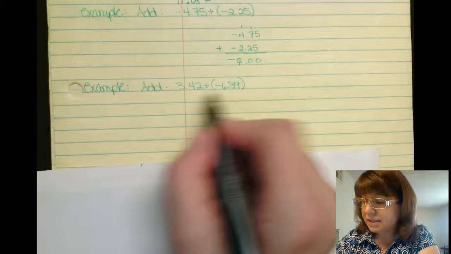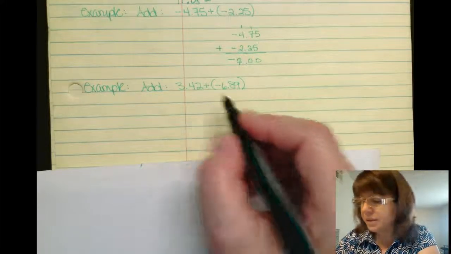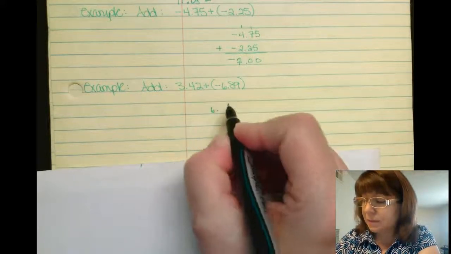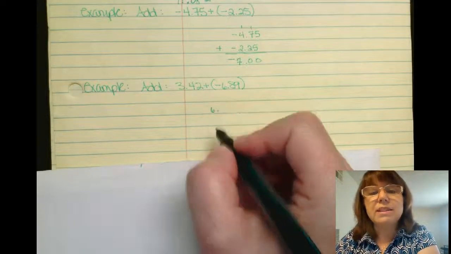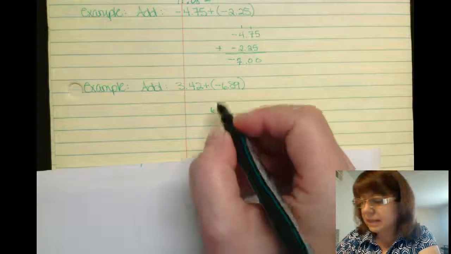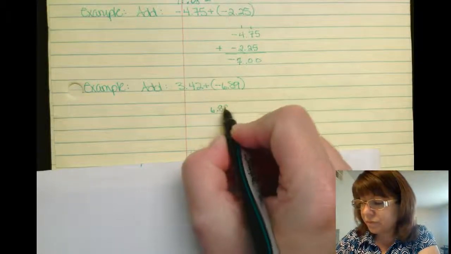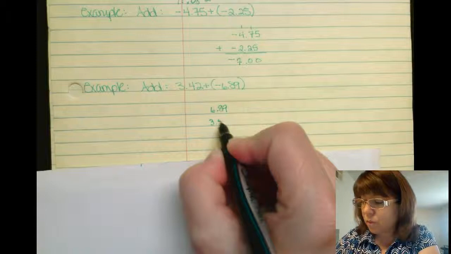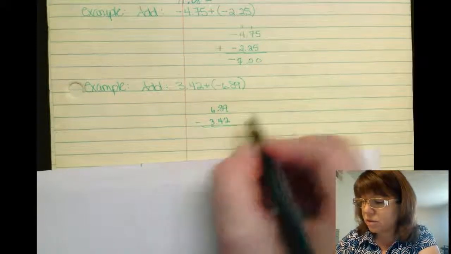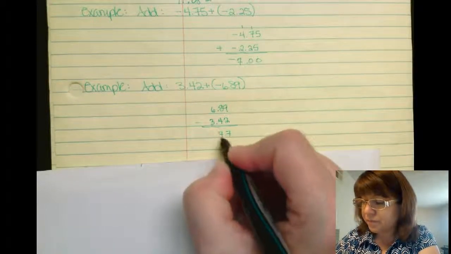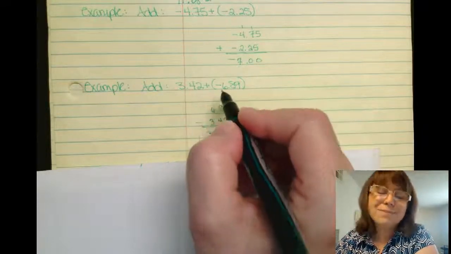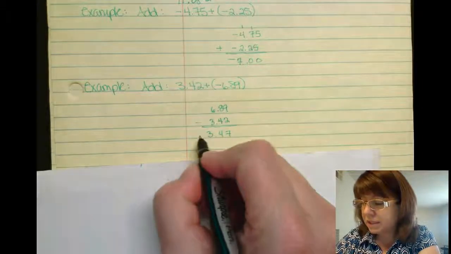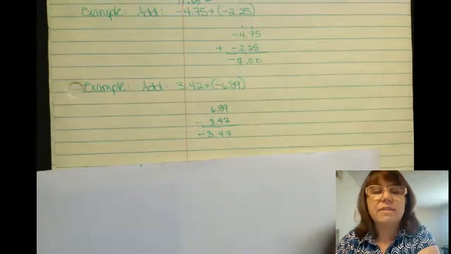If they have opposite signs, just like in whole numbers, I'm going to take the difference and give the sign to the larger. But when I write this out, definitely I need to line up my decimal. 3.42, I'm going to subtract the two numbers and give the sign of the larger of the absolute value of the numbers, which would be the 6, so it is negative 3.47.